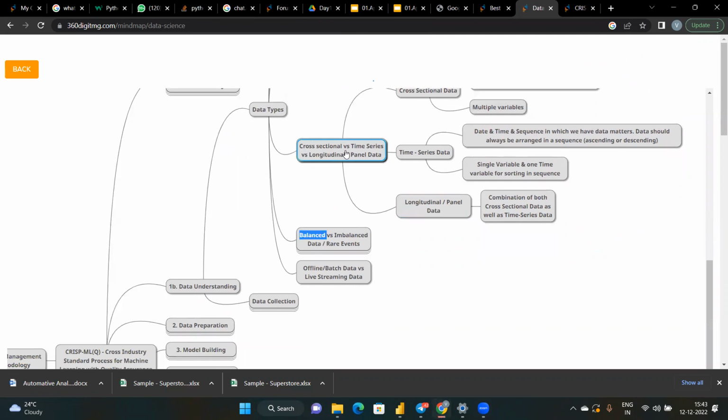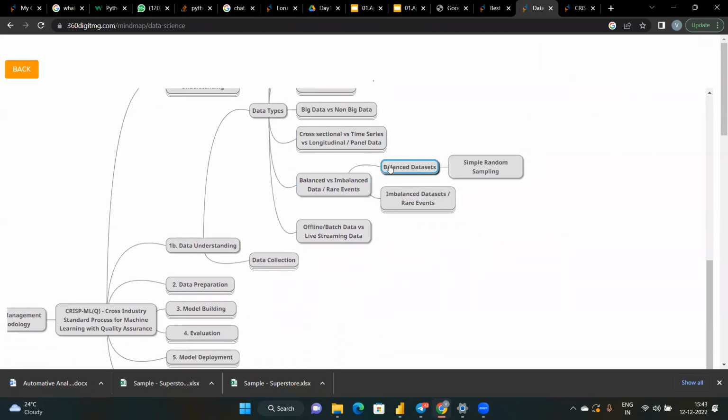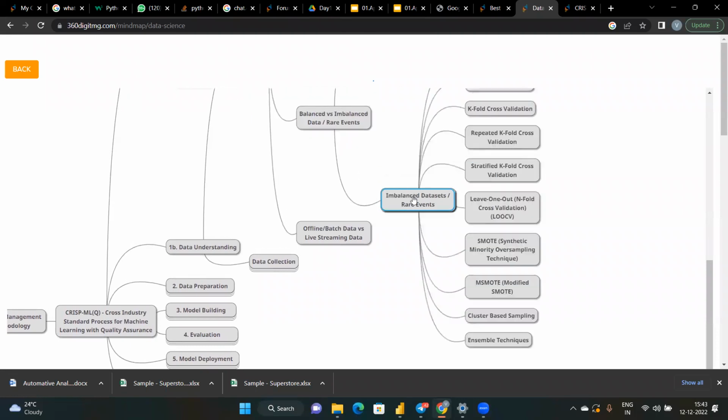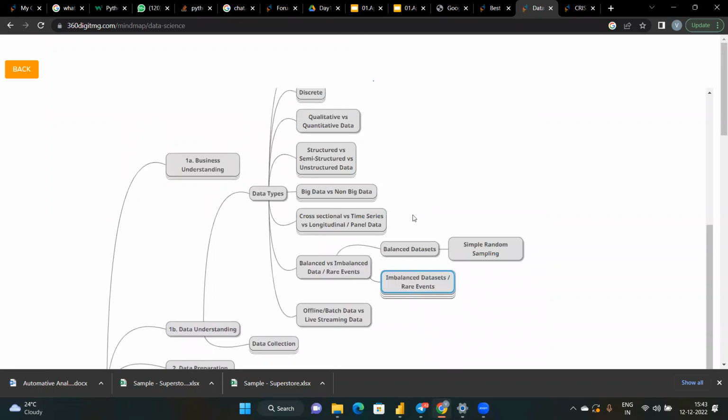So moving on, we'll be seeing what is meant by balanced data versus imbalanced data. Sir, what is this balanced data? So guys, balanced data is nothing but a simple random sample. Okay, so you're saying balanced data is a simple random sample. So what is balanced data?